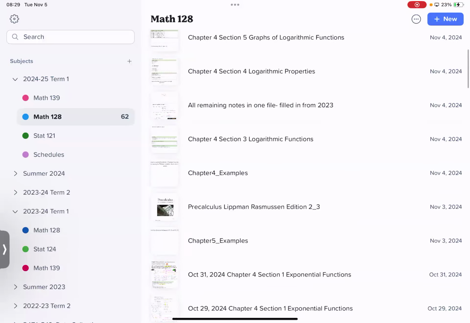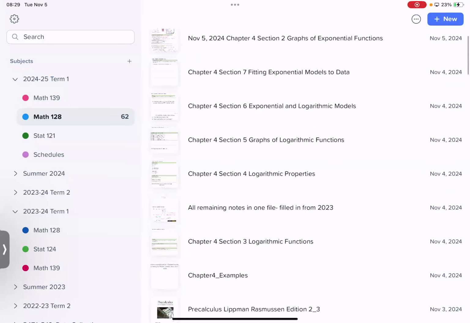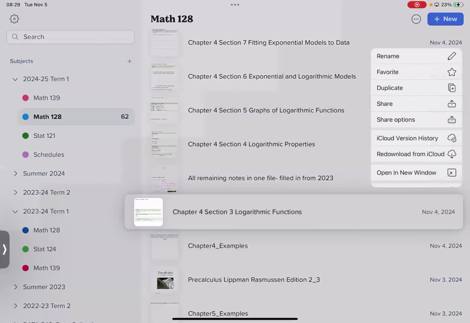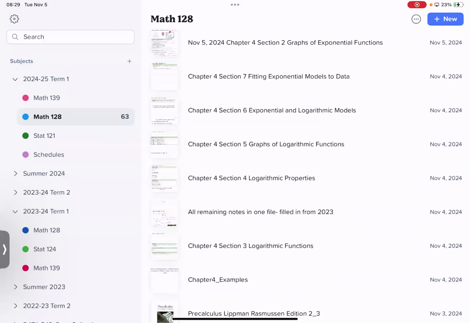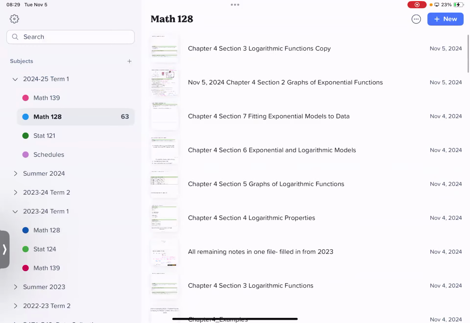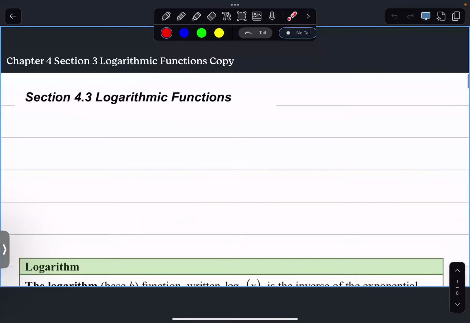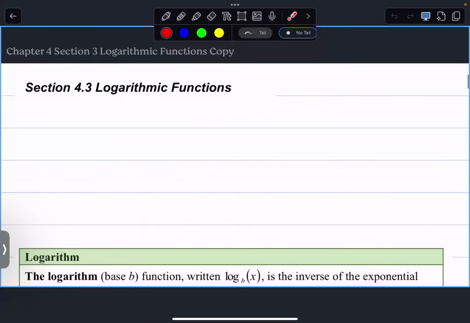Let's see here. That was section 2. I'm going to duplicate this. I don't like how it keeps it secret. What I'm doing keeps it a secret for you. Okay.